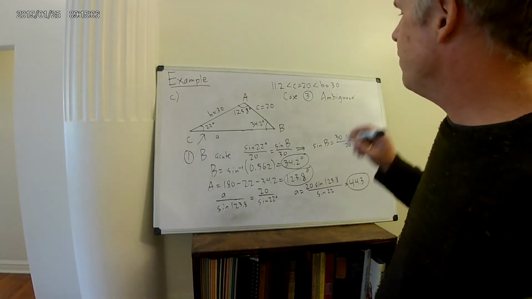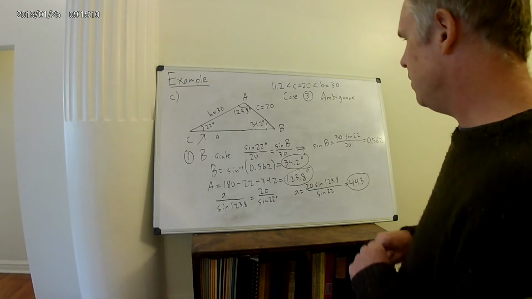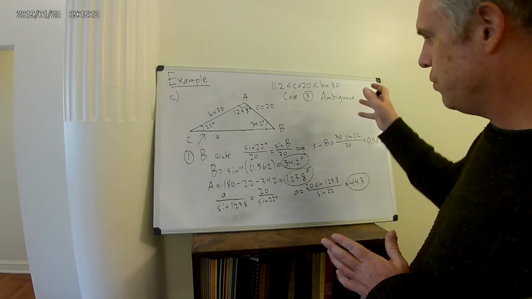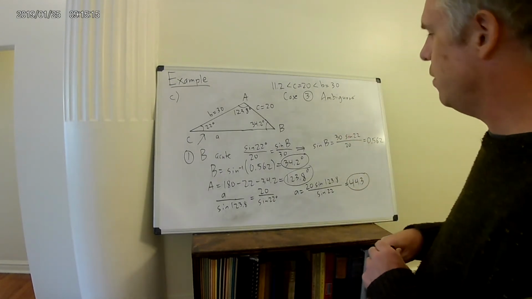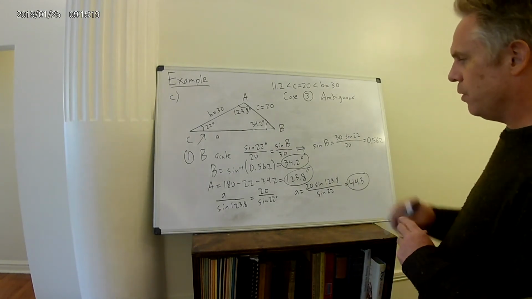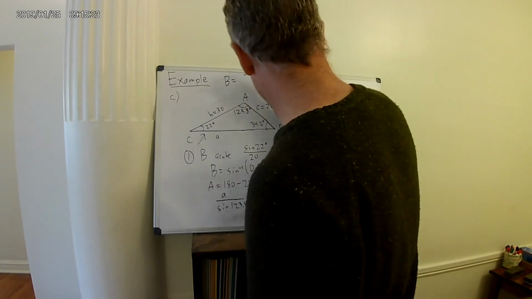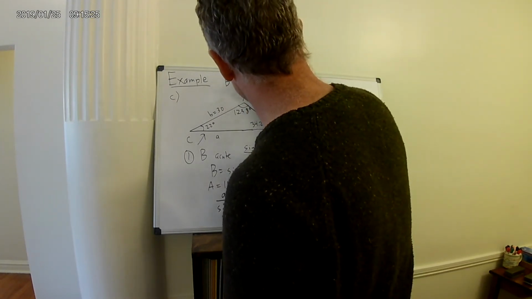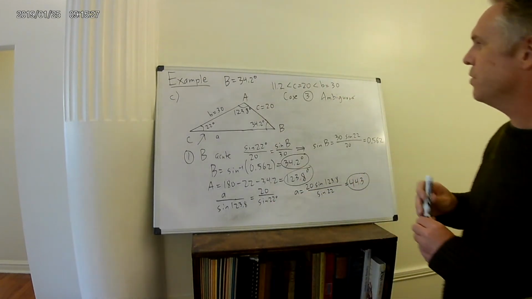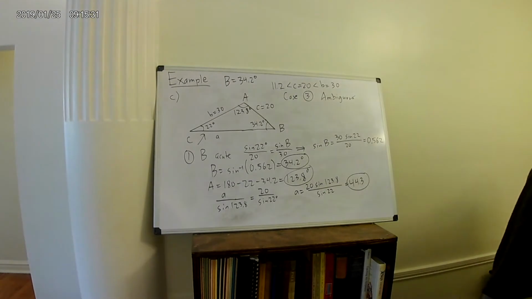Now keep in mind, we have another possibility here. This is still part C because there's two solutions to case 3. To remind myself, I'm going to write down what I found for angle B. We found in this part angle B equals 34.2 degrees. Okay, I'm going to erase this, and we're going to do the other solution to this ambiguous case.